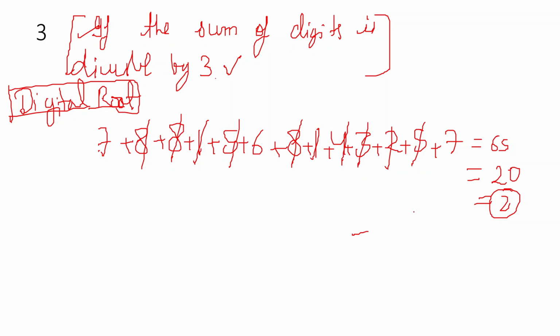So I hope you understand that the digital root is easier as compared to the general rule that is written in the book. So remember this rule: if the digital root of the number, you know how to find the digital root, I explained it in the last class, so use that. If the digital root of the number is divisible by 3, then the number will be divisible by 3. Remember this thing.